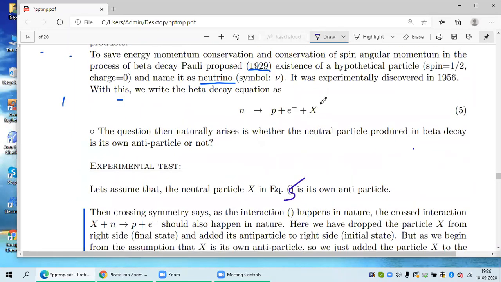The only thing is that experimentally it has been proved that this particle X, which is an electrically neutral particle, is different from its antiparticle. Clear? It is not like the photon. The photon is the same as its own antiparticle, but X, this neutral particle emitted in beta decay, is different from its antiparticle. Clear?